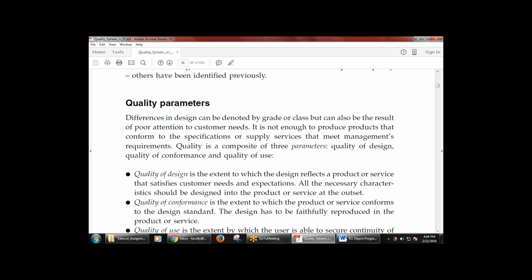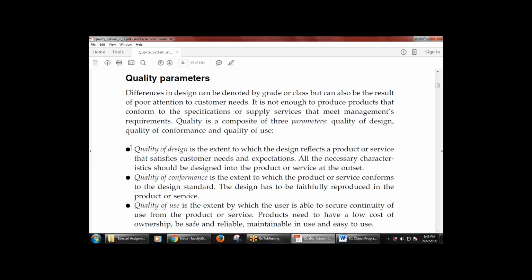It is not enough to produce products that conform to the specification. So it is not enough that my product is meeting my specification, so it is a very good product. No, there are various parameters in quality, and if these parameters are met, then only the quality is very good for the product, right? Now, what are the three parameters available? The first parameter is quality of design, then quality of conformance, then quality of use. That is quality of design, quality of conformance, and quality of use.